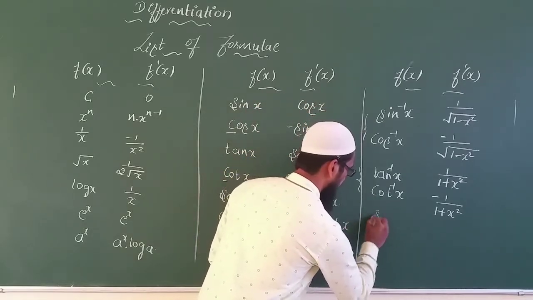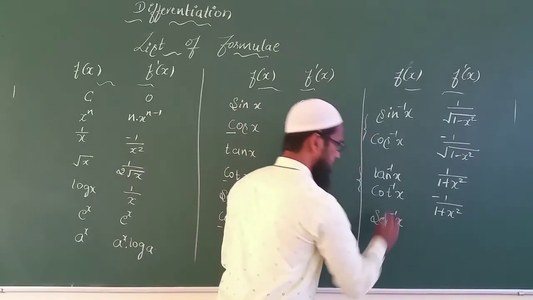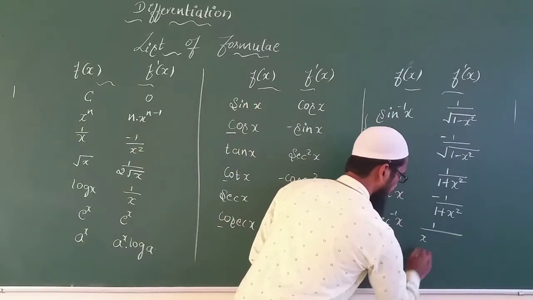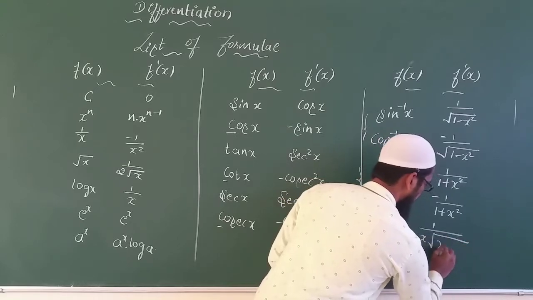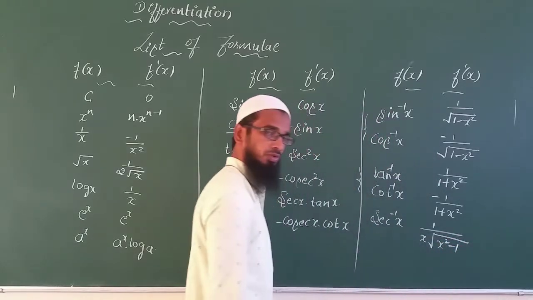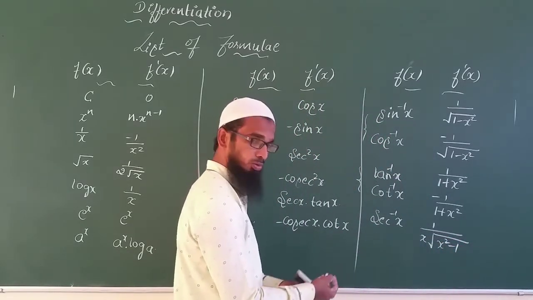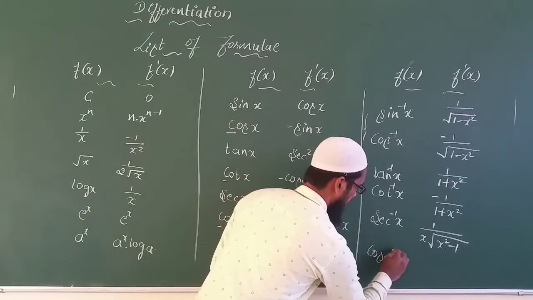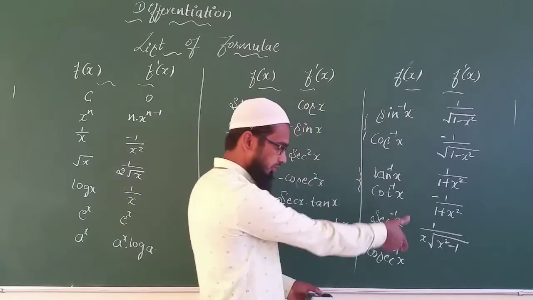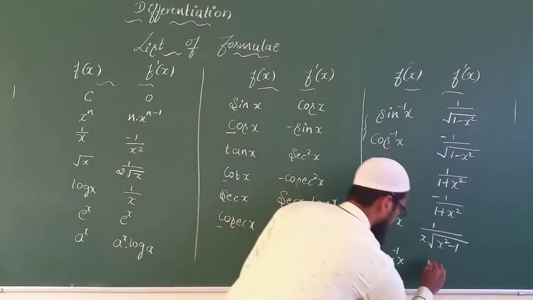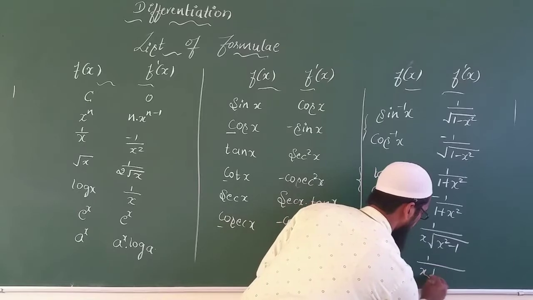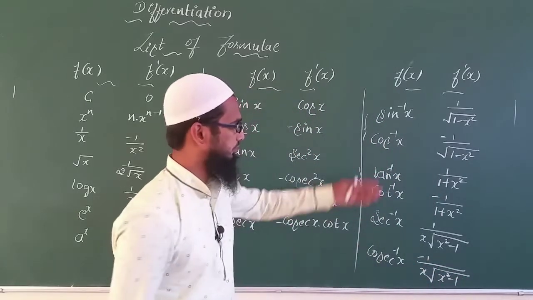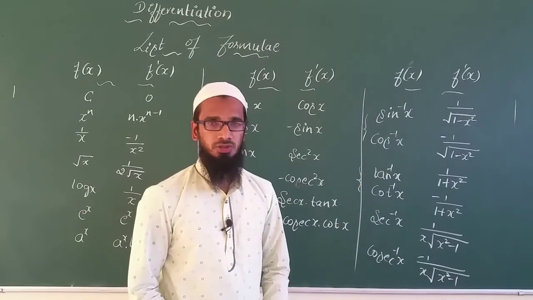The other two functions are there. Secant inverse x, if I differentiate this, I am going to get 1 over x into square root of x square minus 1. For this we will have one more group. If I add CO here, it becomes cosecant inverse x. For this you just replace the same function, that is the derivative here, with a negative sign. So now these functions are called inverse functions here.